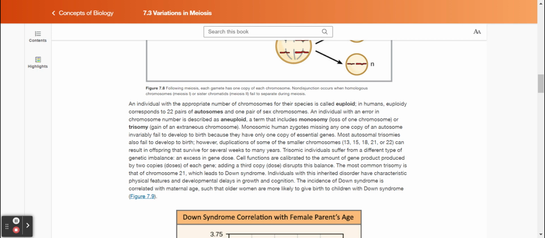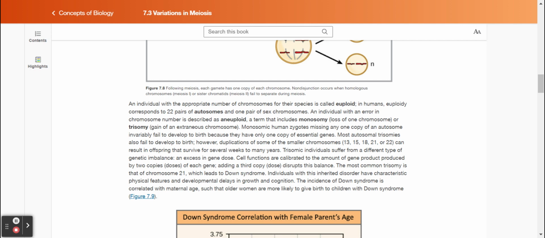Monosomic human zygotes missing any one copy of an autosome invariably fail to develop to birth because they only have one copy of essential genes. Most autosomal trisomies also fail to develop to birth. However, duplications of some of the smaller chromosomes, 13, 15, 18, 21, or 22, can result in offspring that survive for several weeks to many years.